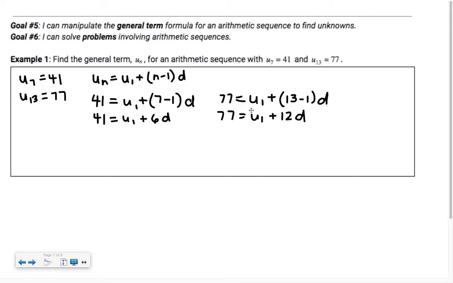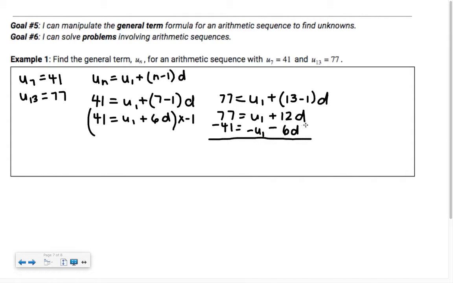So here I have positive u1. The coefficient here is positive 1. Over here I also have a coefficient of positive 1 on my u1. So I'm going to multiply this whole equation by negative 1. That's going to change my coefficient on u1 to negative 1, meaning that my u1s are going to cancel out when I add these together. So when I multiply by negative 1, I get negative 41 equals negative u1 minus 6d.